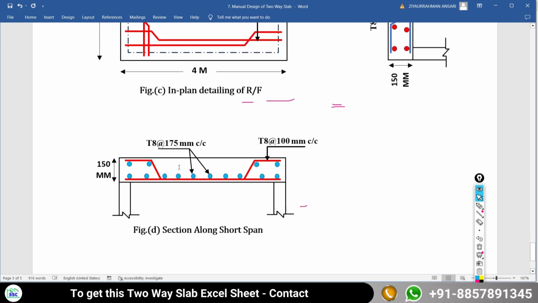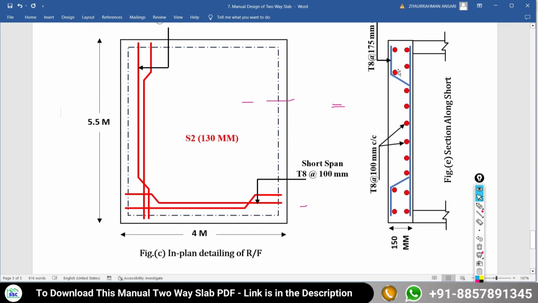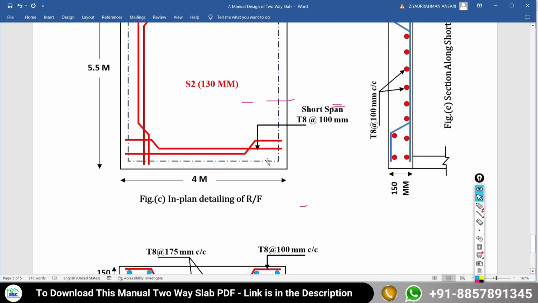Okay, this is the section along the shorter span, 8 mm dia at 100 mm center to center. Distribution reinforcement means reinforcement along the longer span, 8 mm dia at a spacing of 175 mm center to center. This is a section along the longer span. So I hope that you all understood the complete problem along with its scheduling and detailing.